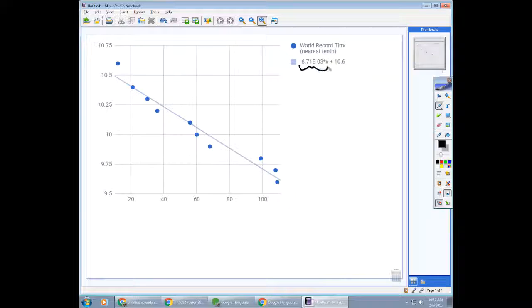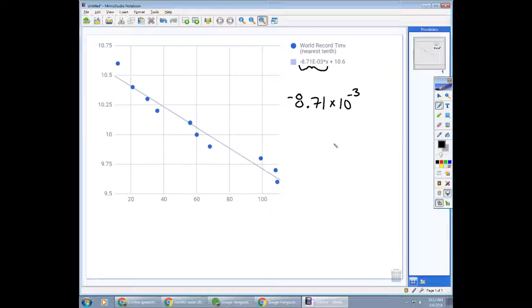So this part right here means negative 8.71. That big E means times 10, and whatever comes next has to be the power. So that's a negative 3. What do I do with 10 to the negative third? Anybody recall that part from last term?